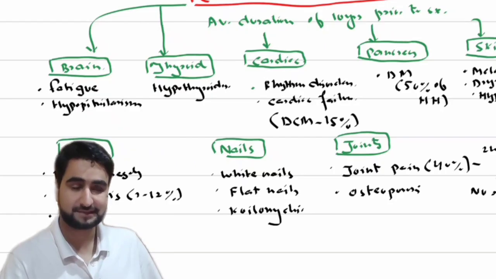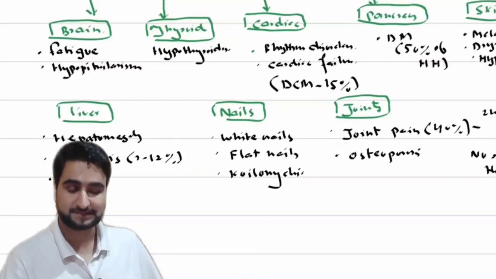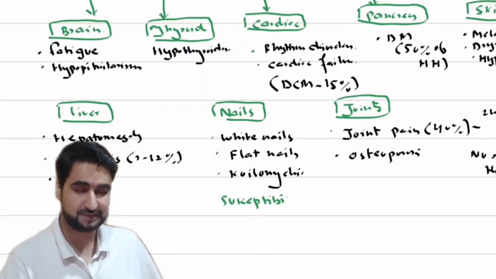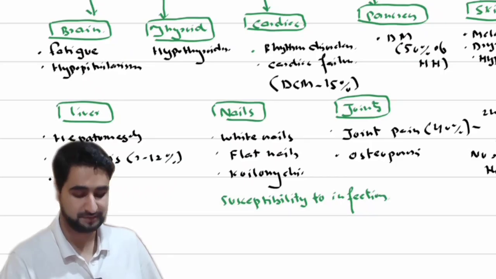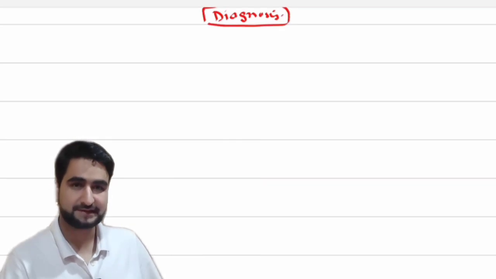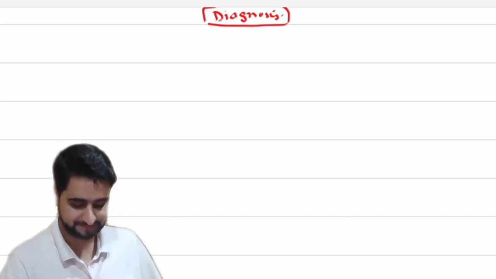And there is susceptibility to infections in hereditary hemochromatosis, like susceptibility to Listeria, Yersinia, and Vibrio. Now coming to the diagnosis of hereditary hemochromatosis. We have three things in diagnosis. One is serum markers, another is liver, and the third is mutational analysis.